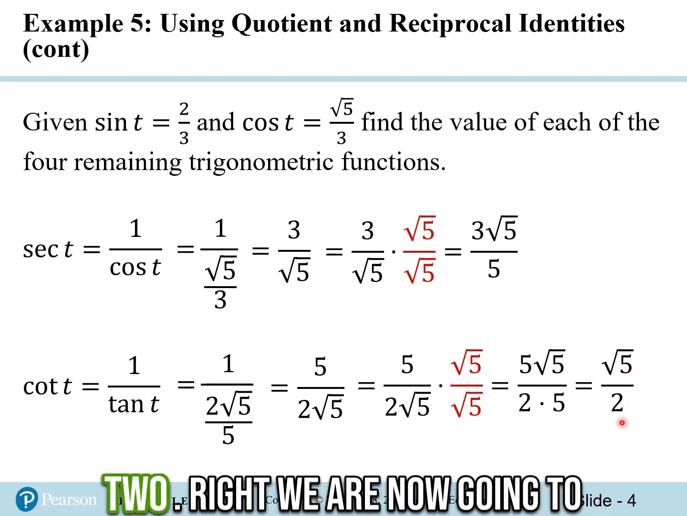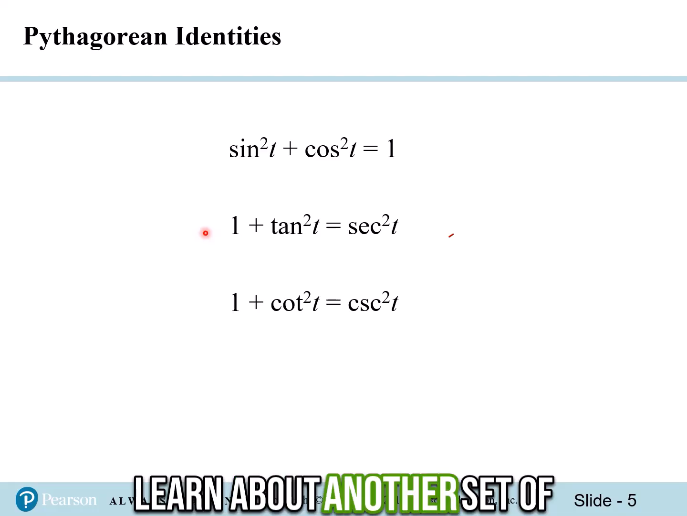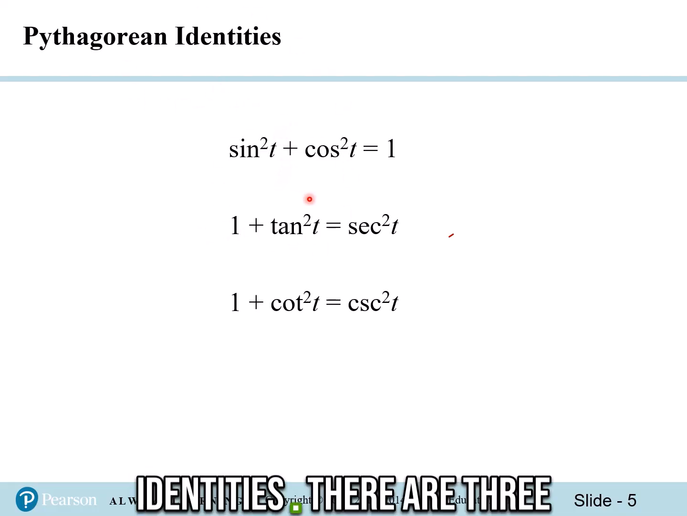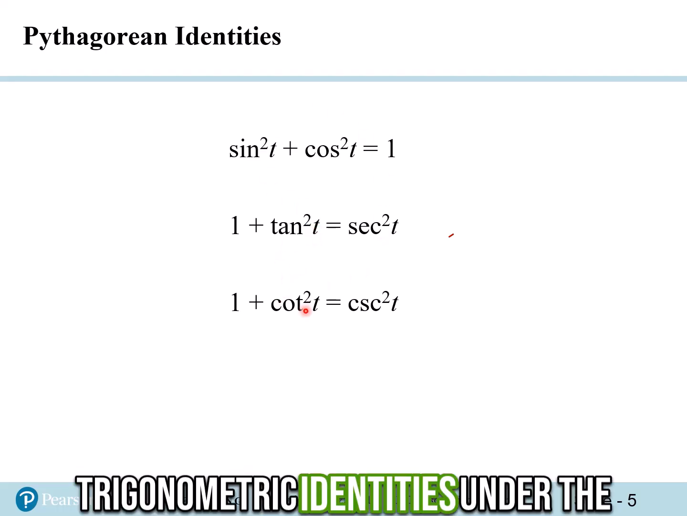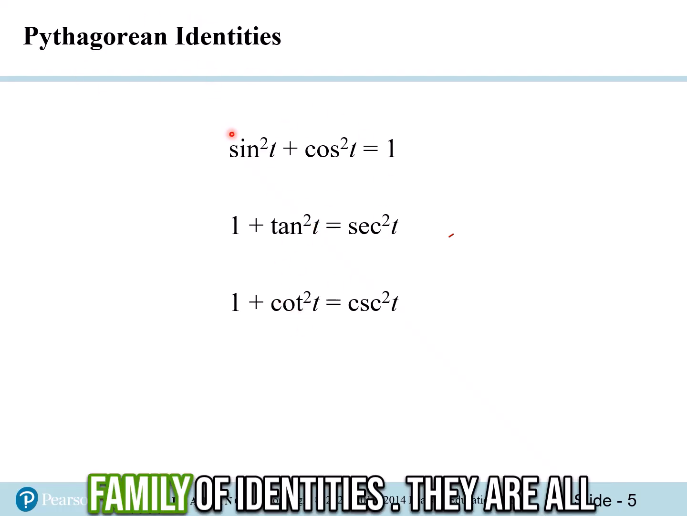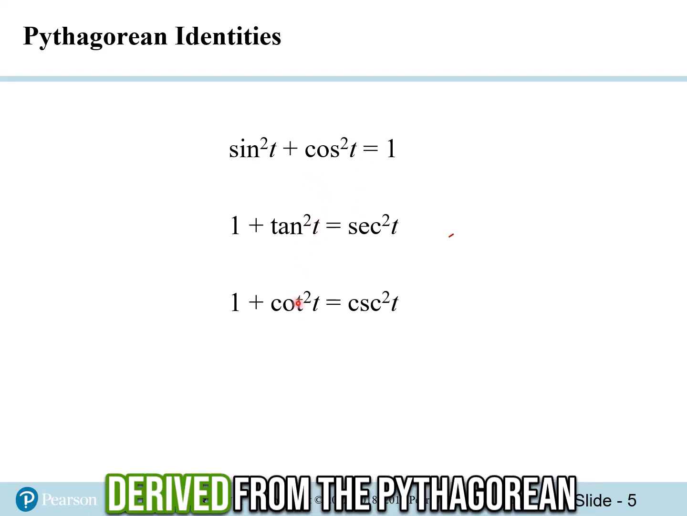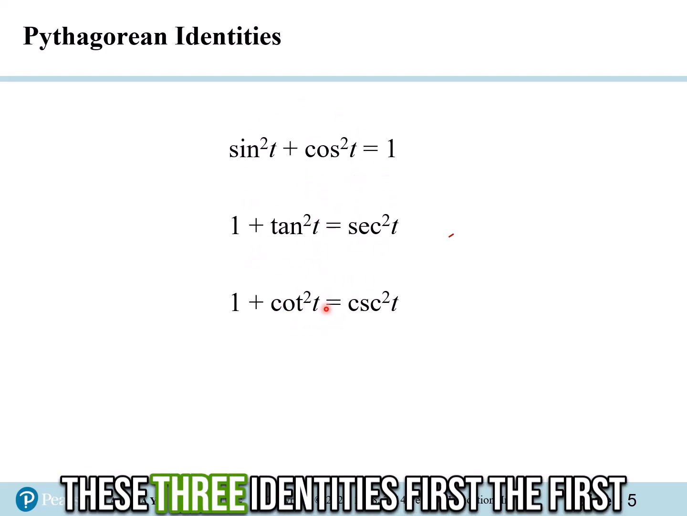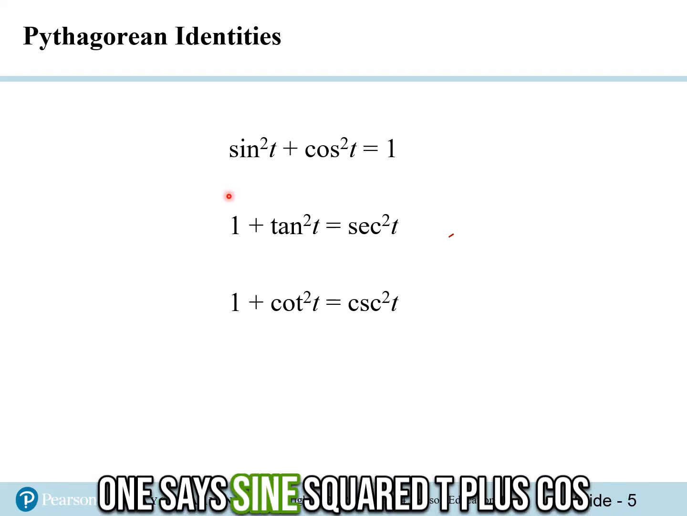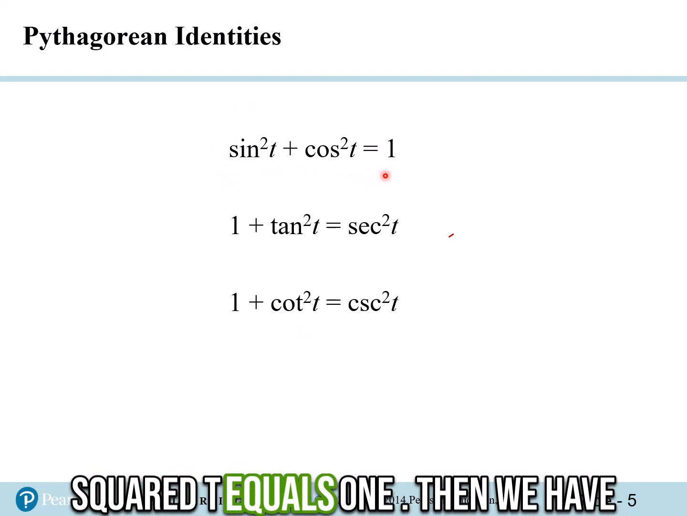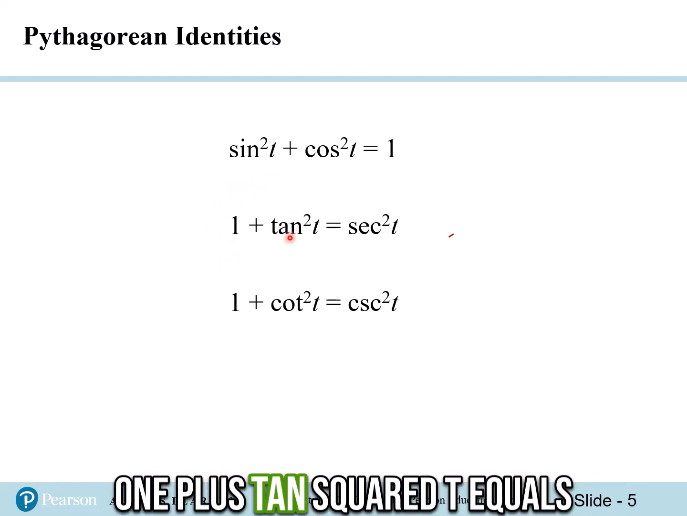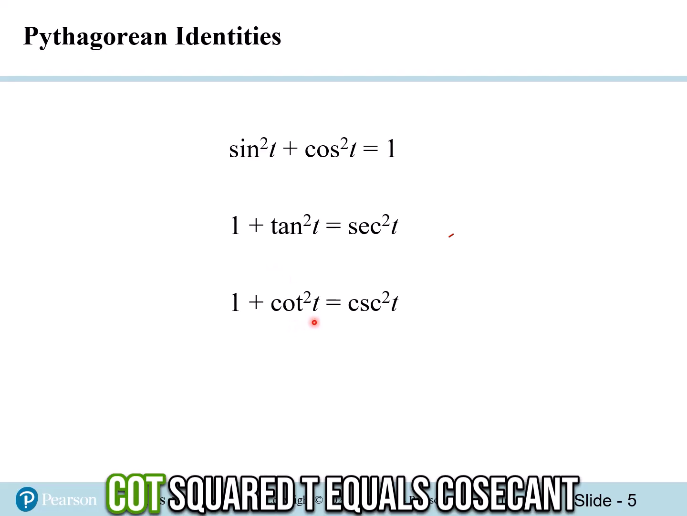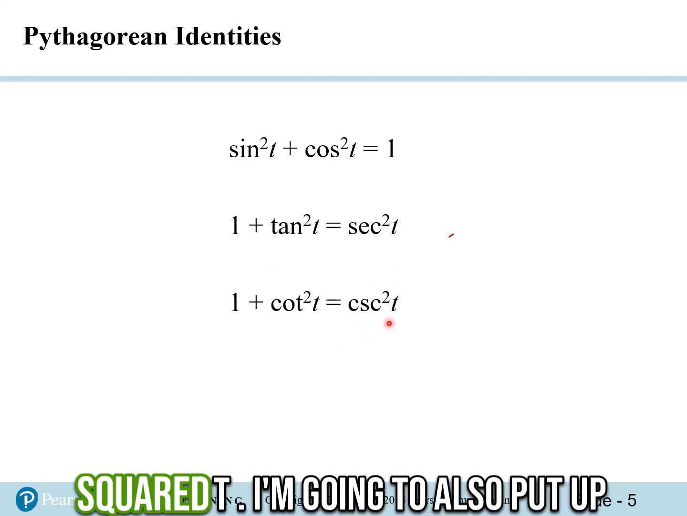We are now going to learn about another set of identities called the Pythagorean identities. There are three trigonometric identities under the Pythagorean family of identities. They are all derived from the Pythagorean theorem. But let me just read out these three identities first. The first one says sine squared t plus cos squared t equals 1. Then we have 1 plus tan squared t equals secant squared t. And then 1 plus cot squared t equals cosecant squared t.